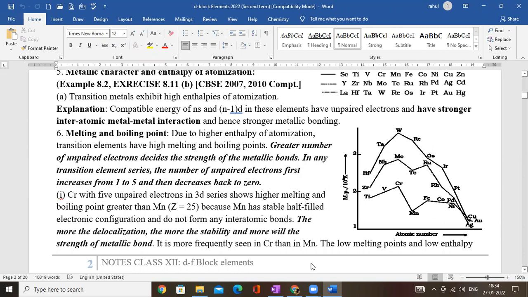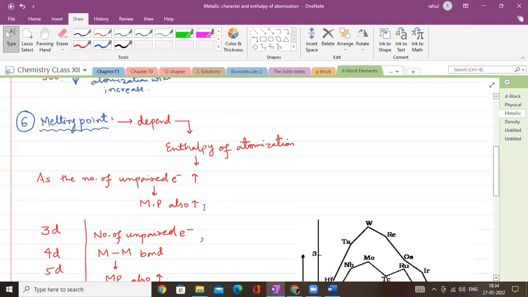So the point right now is, अगर मैं 3D series की बात करूं, if I try to talk about the 3d series, what will happen when you go from scandium to Mn? Mn will have the maximum number of unpaired electrons, and that's why Mn should have the highest enthalpy of atomization, and of course a higher melting point.